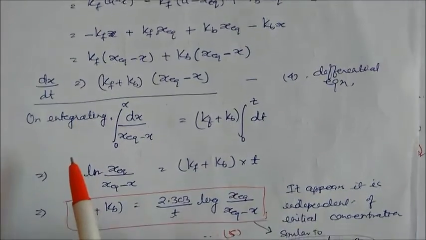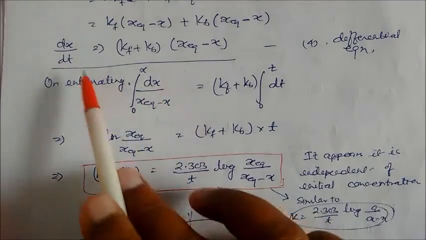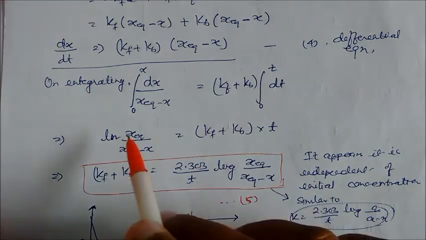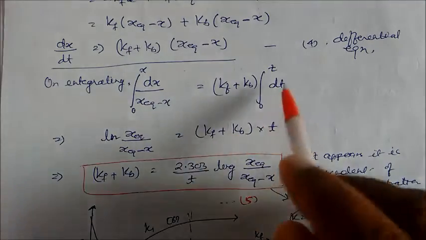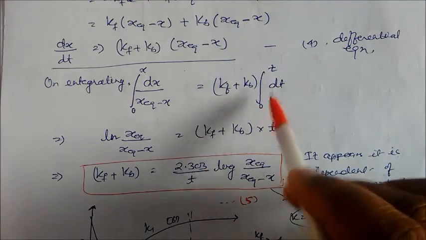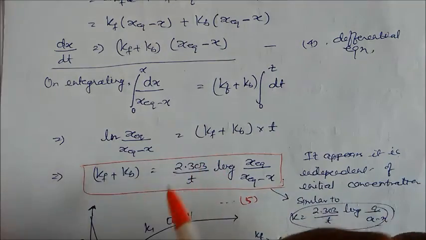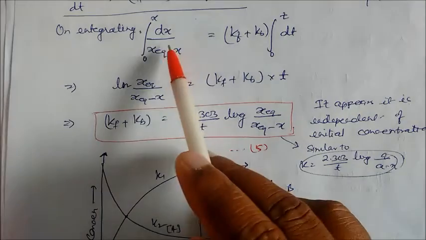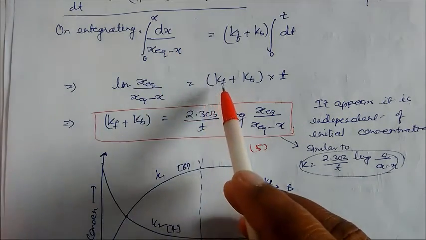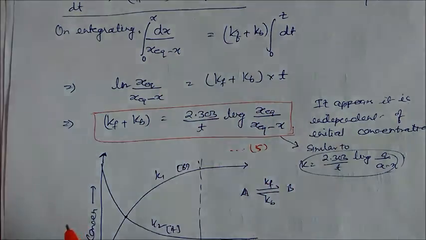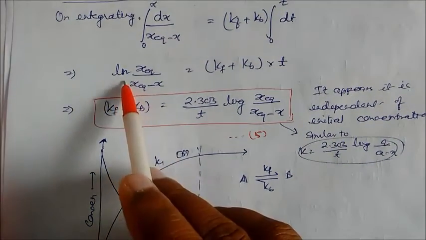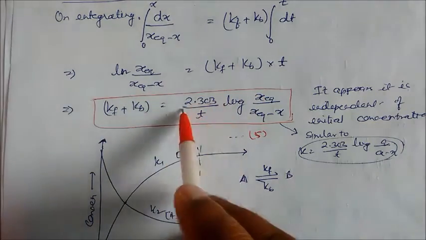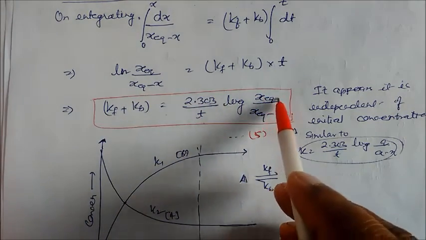Now we will integrate. On integrating dx upon (x equilibrium minus x), from 0 to x is our limit, and for (Kf plus Kb) dt the time limit is 0 to t. Initially 0, finally t. This is nothing but the natural log of x equilibrium by (x equilibrium minus x), which equals (Kf plus Kb) into time t. Since this is natural log, we convert it with 2.303. So Kf plus Kb equals 2.303 by t into log of x equilibrium divided by (x equilibrium minus x).